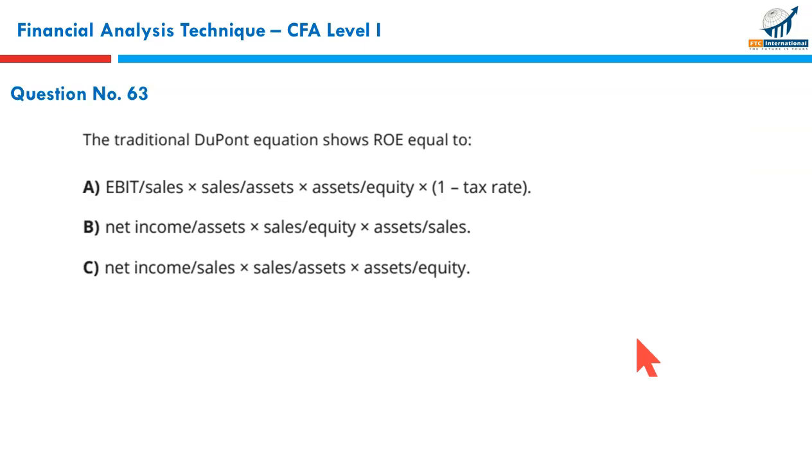The traditional DuPont equation shows ROE, and we have done this many times. It's net profit percentage multiplied by the asset turnover multiplied by the equity multiplier.